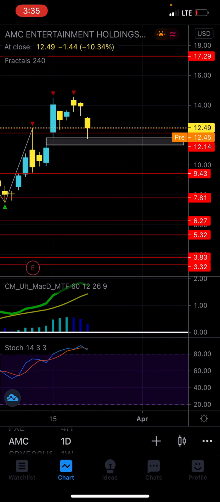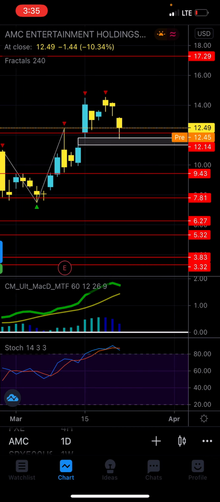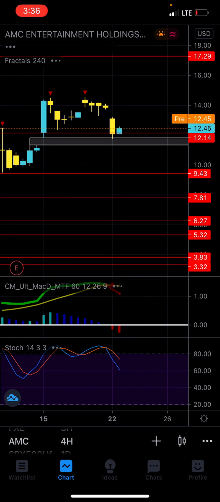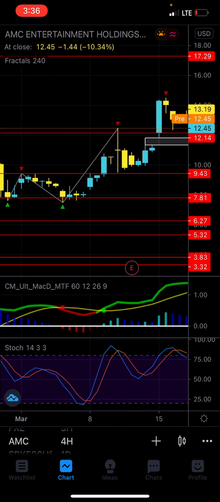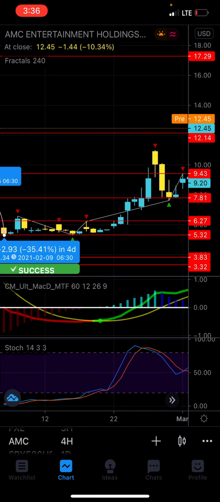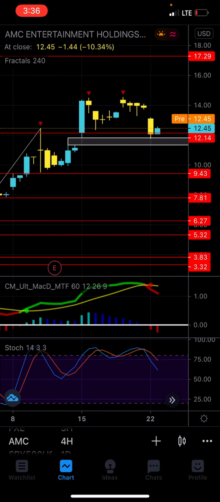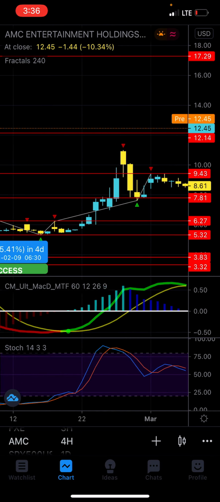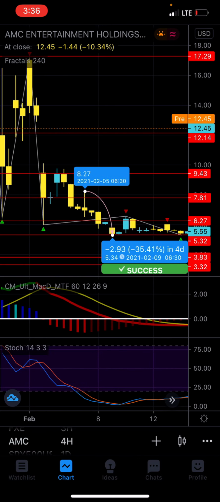So I think that once we do cross on the day chart, we might have a similar rally downwards, another $3 from tops. But we actually haven't even crossed the day MACD yet. I am bearish on AMC for now, because I do think we are about to do a big crossover on the bearish side and kind of go down from there, right?